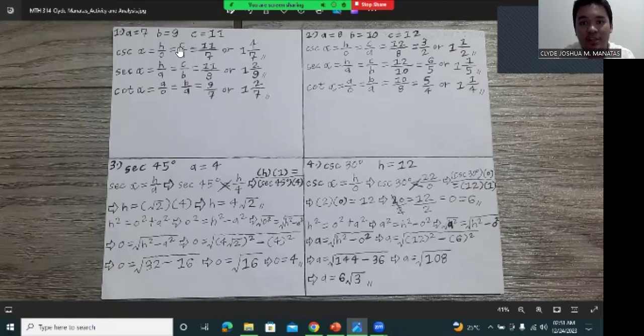Cotangent alpha is equal to adjacent over opposite, which is B over A, equal to 10 over 8. We can simplify it to 5 over 4, or 1 over 1/4. Okay, so that's the right way of answering number 2.